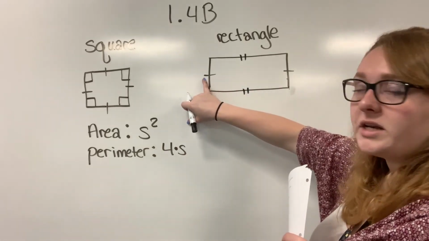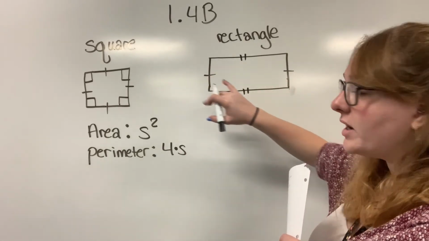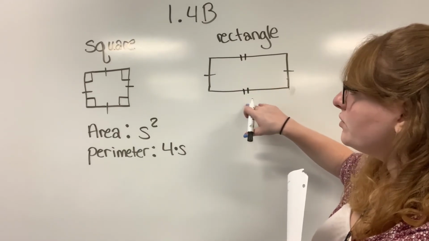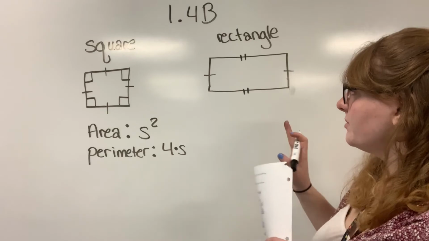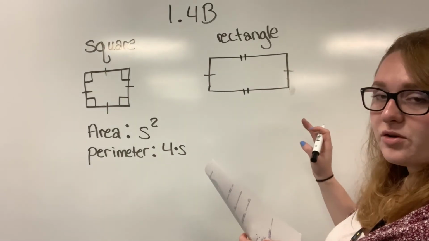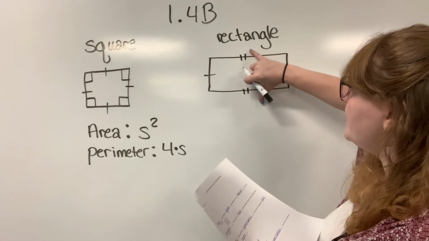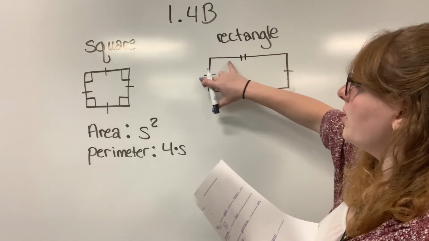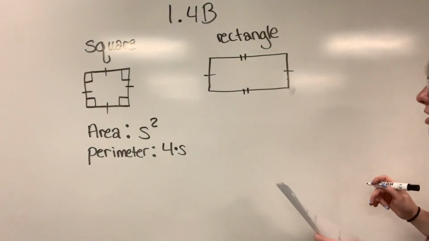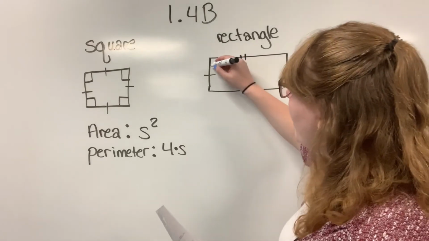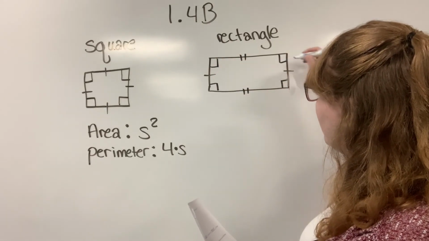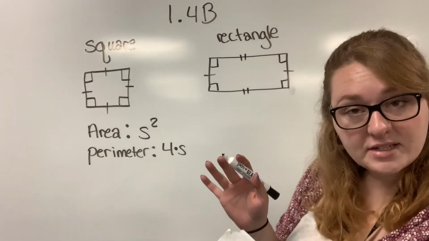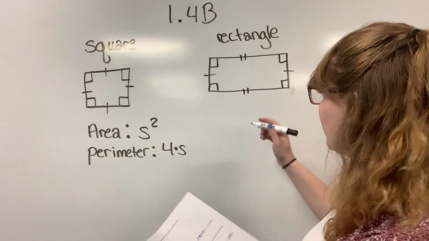See how I did 1 tick mark for these two that are congruent and then 2 tick marks on these two? 1 tick mark is not equal to 2 tick marks, okay? It's just another way to say that these two are congruent and these two are congruent, but these two are not congruent, okay? And they have congruent angles, so I'm gonna draw these, which just means that all the angles are 90 degrees. Like I said, we'll talk about those later, okay?